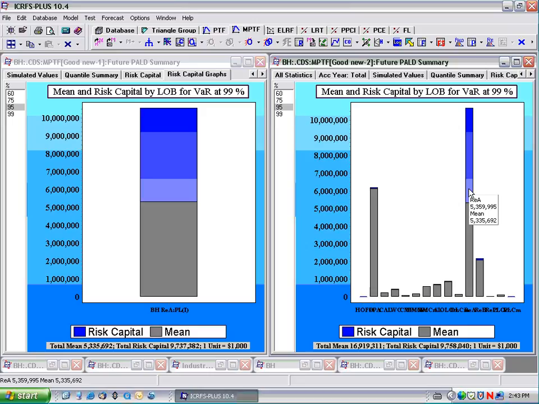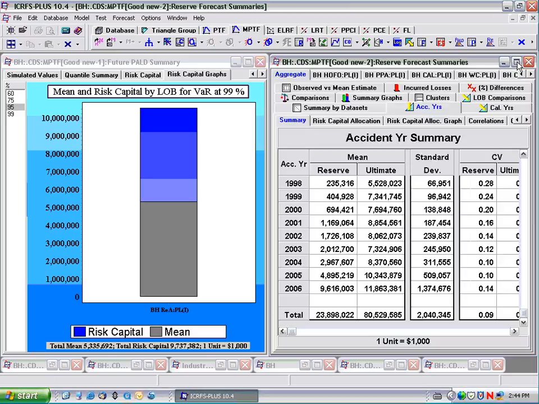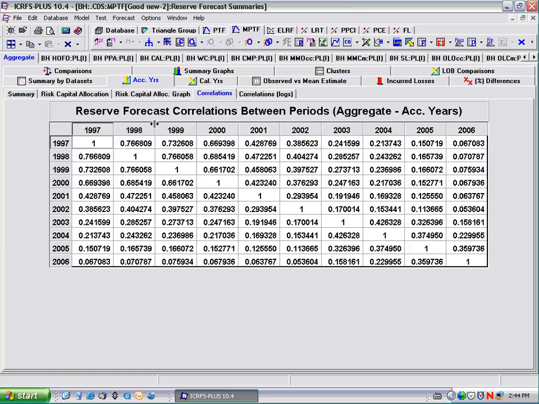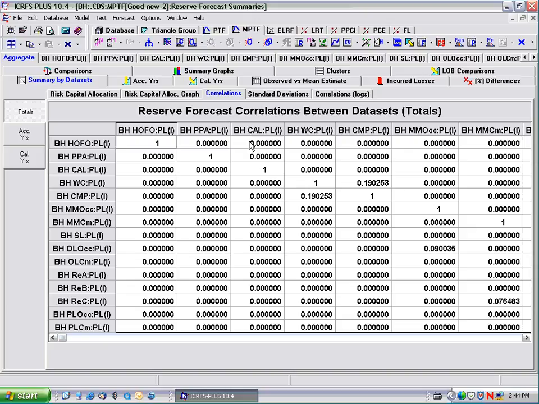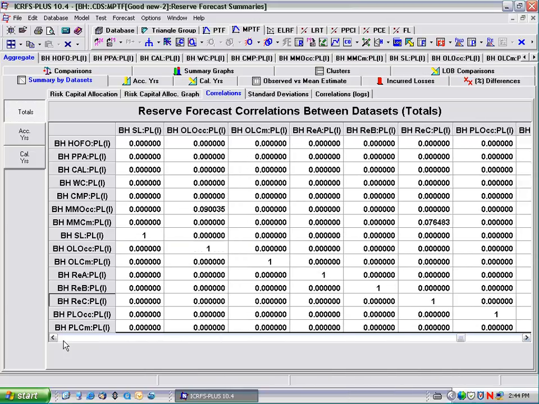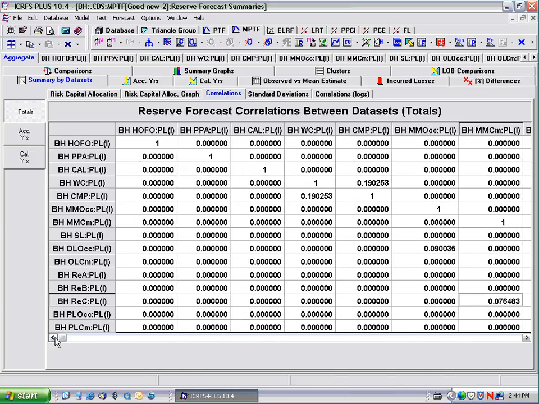So essentially, not correlated. Remember, if we look at the forecast summary and we look at the reserve distribution correlations, that's not reserved by data sets. Correlations, it's 0.19. That's 0.07. Do we find anything larger than 0.19? I don't think so. So you get a lot of diversification credit by writing the other lines that are essentially independent.